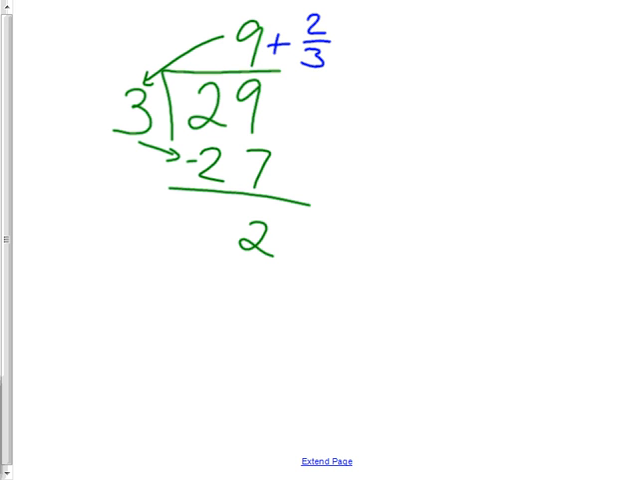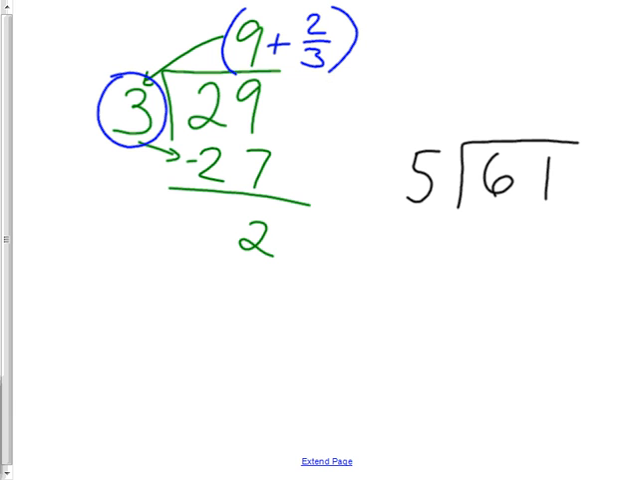You get what I just did there? Guess what happens when you multiply 3 times 9 and 2/3? You get 29. Does that make sense to you? All right, let's do another one like that. 5 goes into 61. Try it. You'll have a leftover, a remainder, and do it the smart way, please.